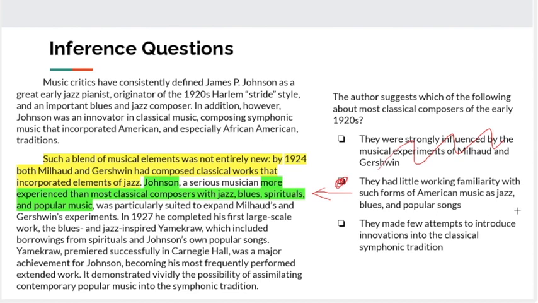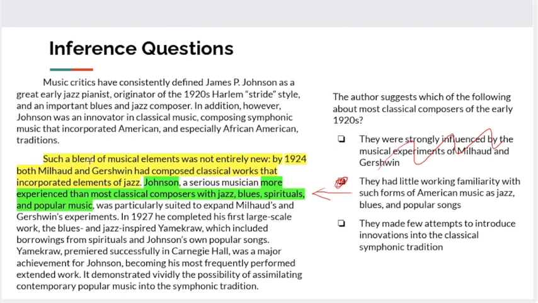The next one, they made few attempts to introduce innovations into the classical symphonic tradition. And here we have to be careful. While this certain blend of musical elements that they talk about was not entirely new, that doesn't mean that there weren't other innovations that they might have been trying to introduce, speaking about classical composers as a whole. So this one is not supported by the evidence in the passage.